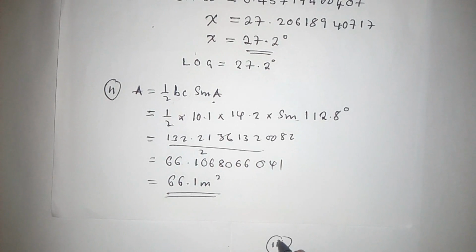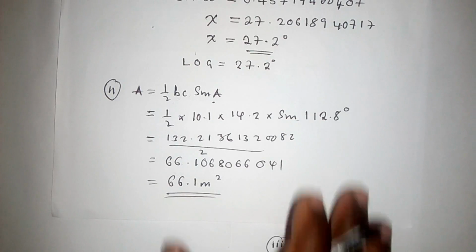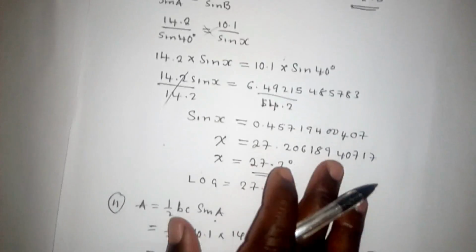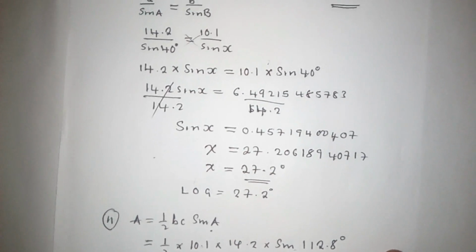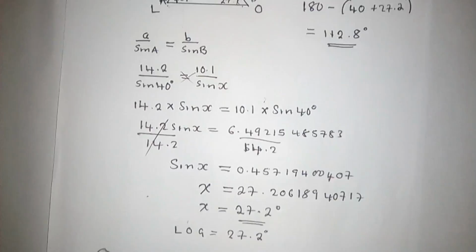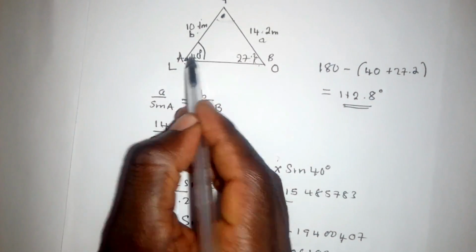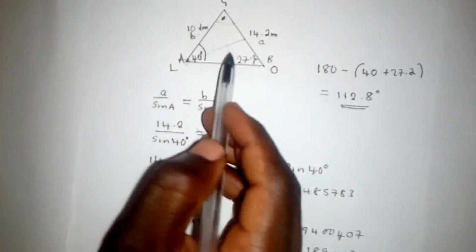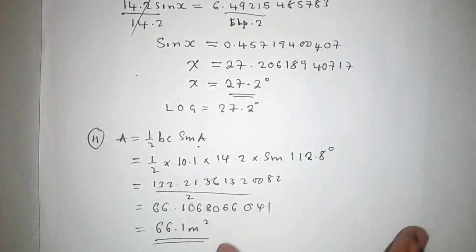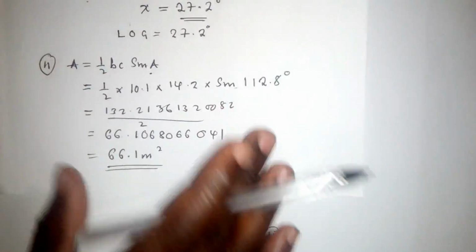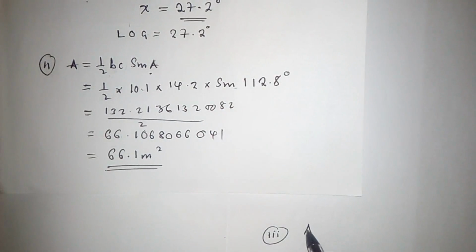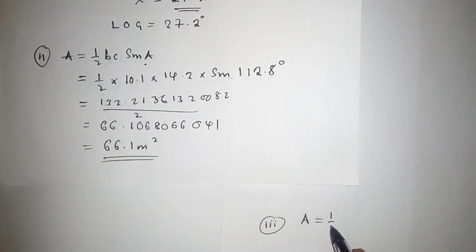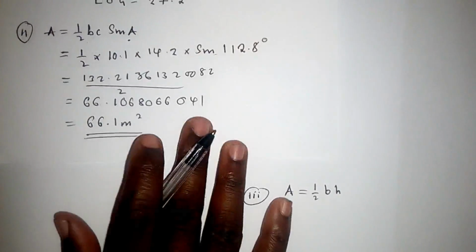We go to question 3. So question A3, you have been asked to find the shortest distance. So this is a triangle. They want us to find the shortest distance from L to OG, which is over here. So when we want to find the shortest distance, we use the normal formula for finding the area of the right angle triangle. So this is the formula we're going to use.